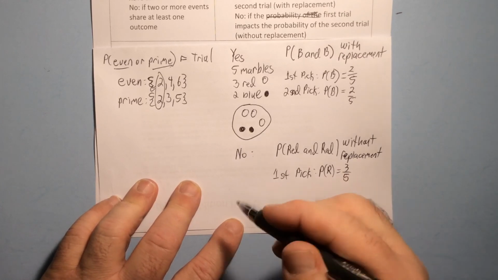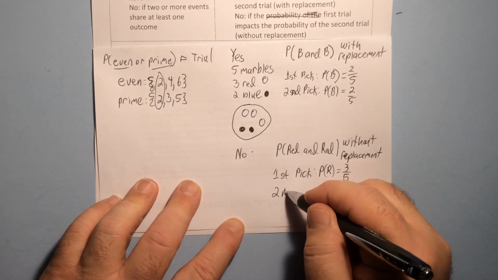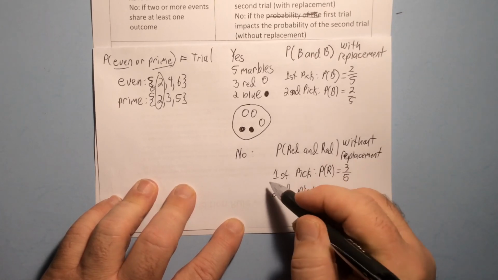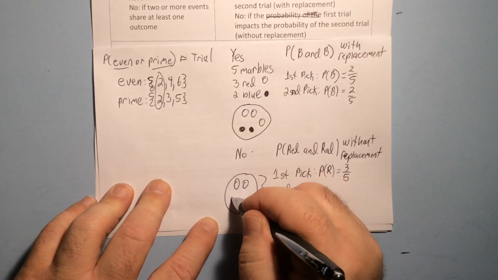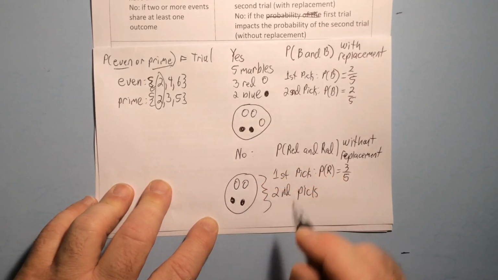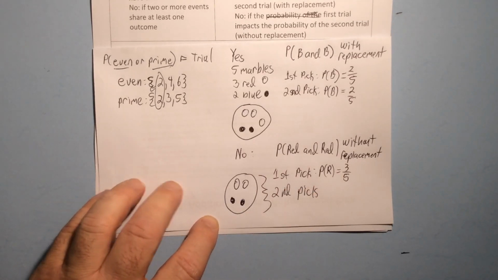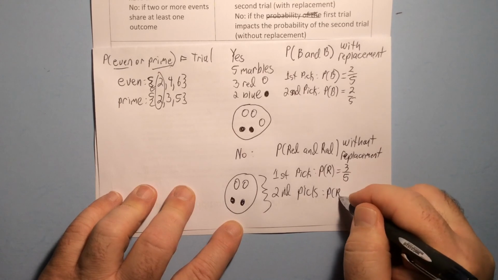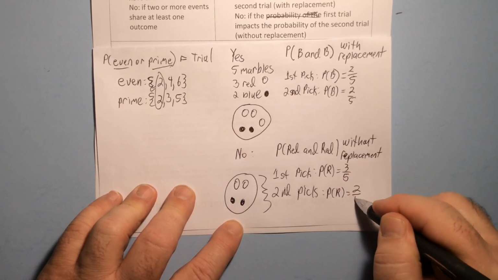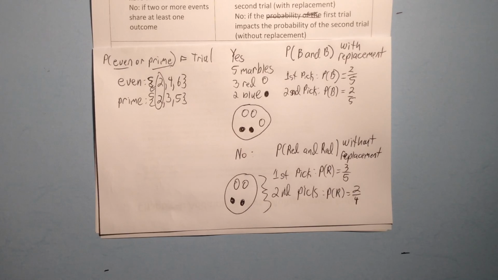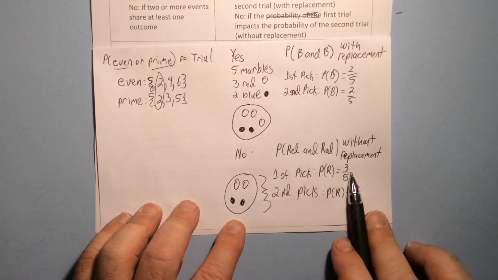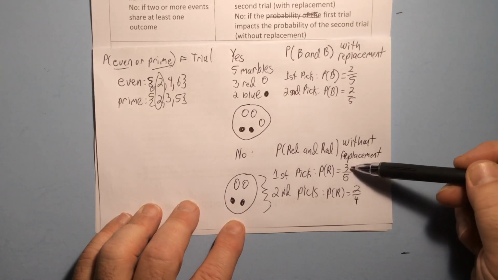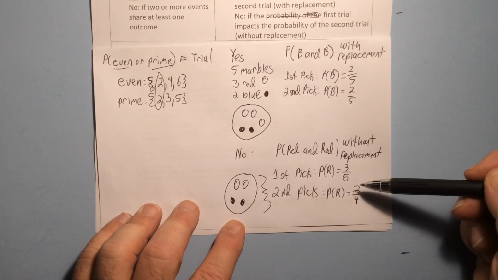Okay, but for my second pick, let's draw the picture of what we have here, because we no longer have replacement. I only have 2 red marbles and I have 2 blue marbles. So the probability of picking red is going to be equal to 2 over 4. So when we compare what the first probability is and what the second probability is, we see that these probabilities are not equal to each other.